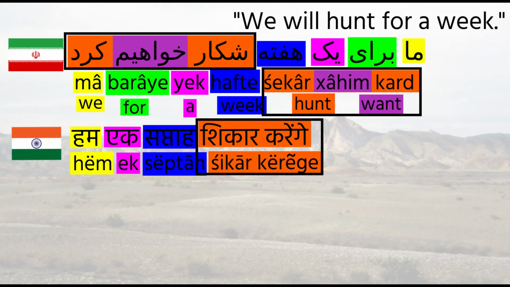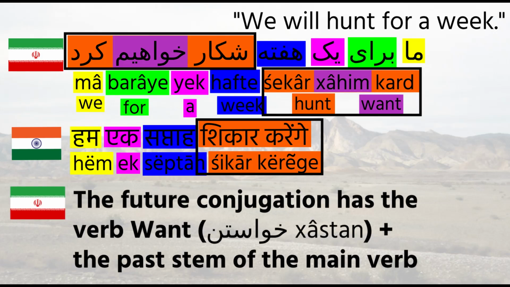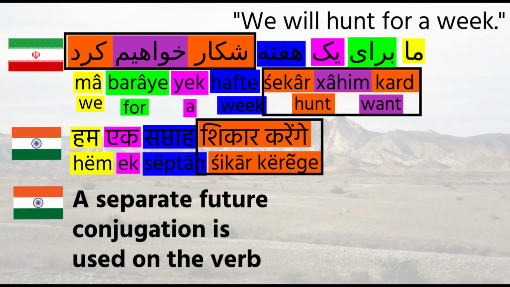Finally, we have the verb meaning to hunt, which are conjugated differently. In Persian, to conjugate for the future, you use the verb خواستن, which means to want, followed by the past stem of the main verb, while in Hindi, a separate future conjugation is used on the verb.